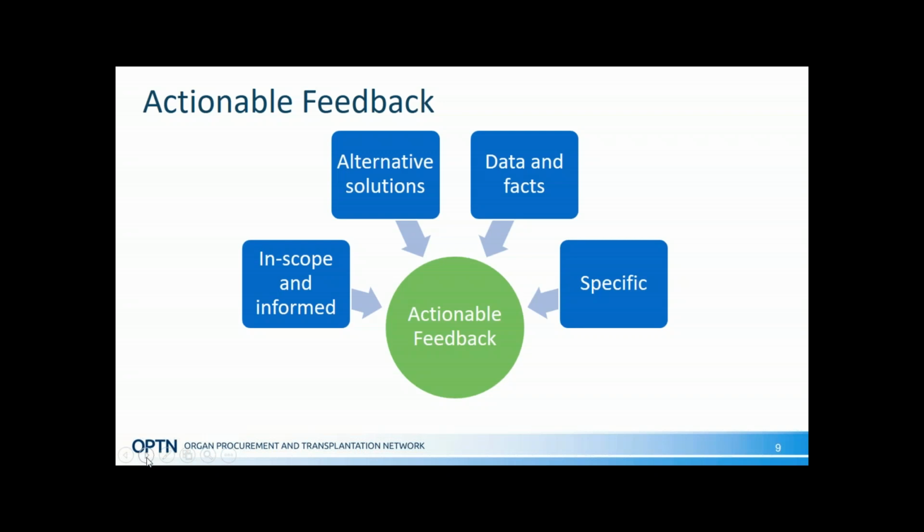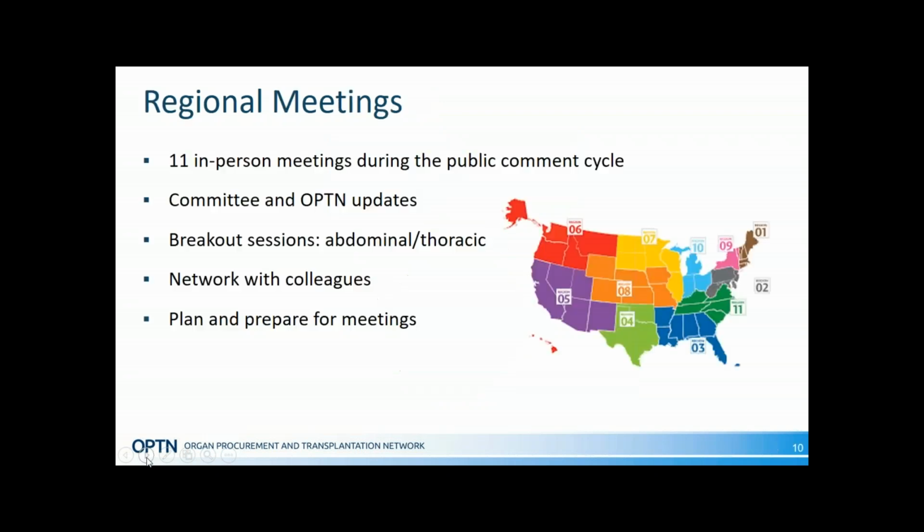Feedback is important to the OPTN policy development process. The most beneficial feedback is actionable feedback. The feedback should be in scope and relevant to the goals of the proposal. We want you to be as specific as possible. Tell us why the proposed solution won't work if you think it won't and how it can be improved. Tell us what solutions you suggest and why, and share substantive data and facts that you have to support your solution.